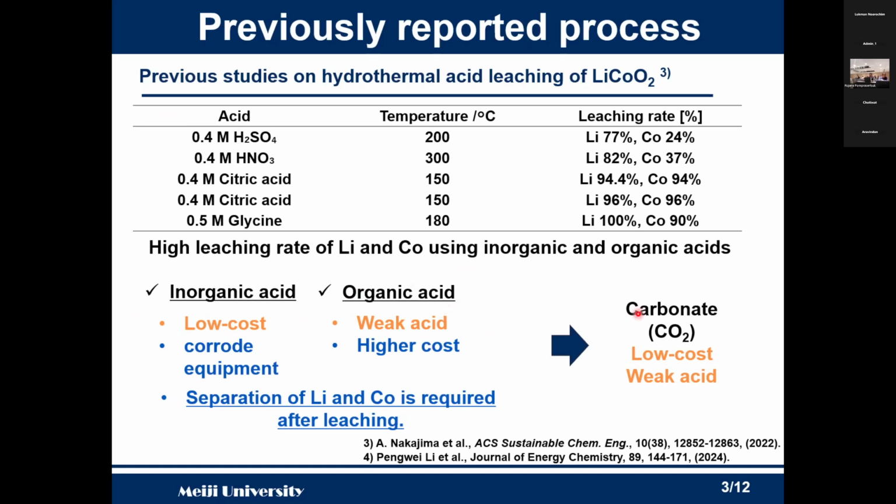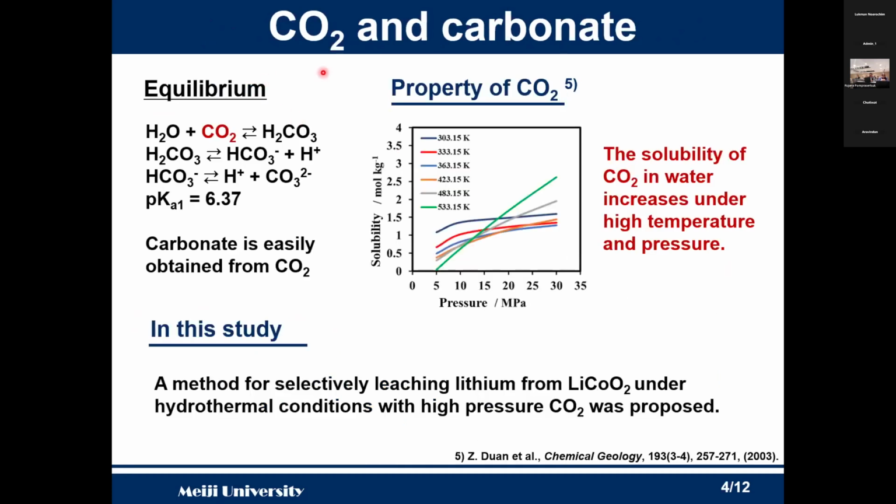So we focus on carbonic acid. This is a low cost and weak acid. There is an equilibrium of carbonate, and the pKa1 is 6.37. It is a weak acid. Carbonate is easily obtained by purging water with CO2.